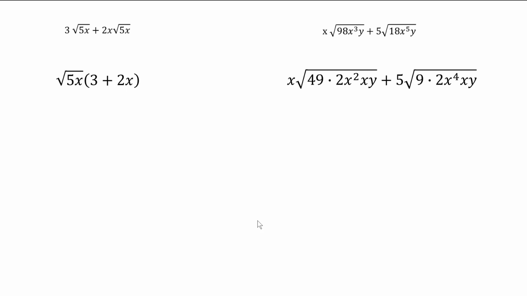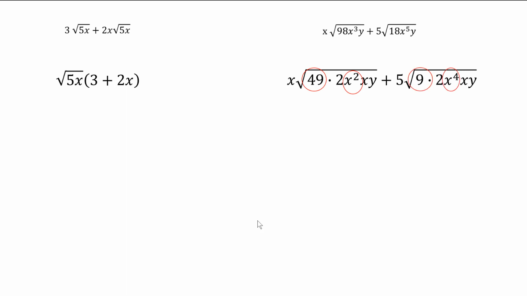And then in the second radical, 18 is 9 times 2. 9 is a perfect square. And then x to the 5th can be written as x to the 4th times x. x to the 4th is a perfect square. And then you've got a y, which is not a perfect square. So you're going to go through and take out all the perfect squares that can get out of the radical.